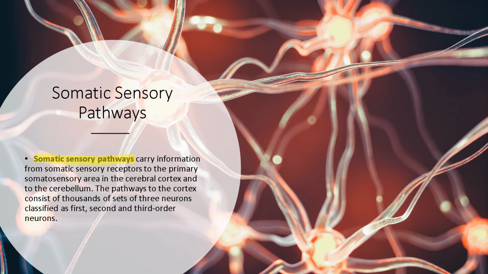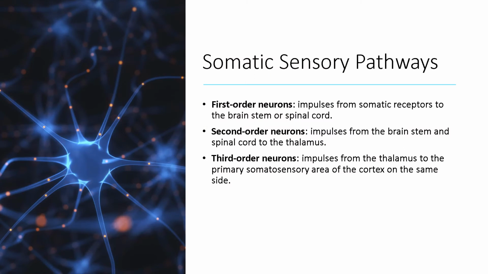Now the somatic sensory pathways involve a first order, a second order, and a third order neuron. So these pathways contain 3 neurons. These first order neurons conduct impulses from the somatic receptors into the brainstem or spinal cord.